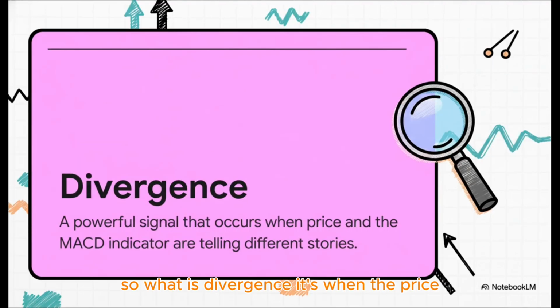So what is divergence? It's when the price and the MACD are telling you two completely different stories. The price might be pushing to new highs, but the indicator is getting weaker. It's a massive warning sign that the trend is running out of gas and a big reversal might be coming.